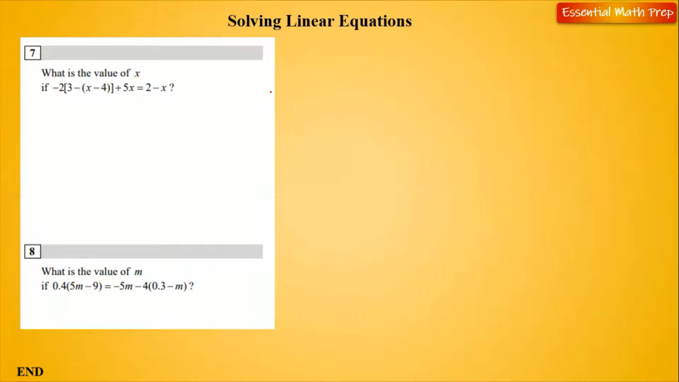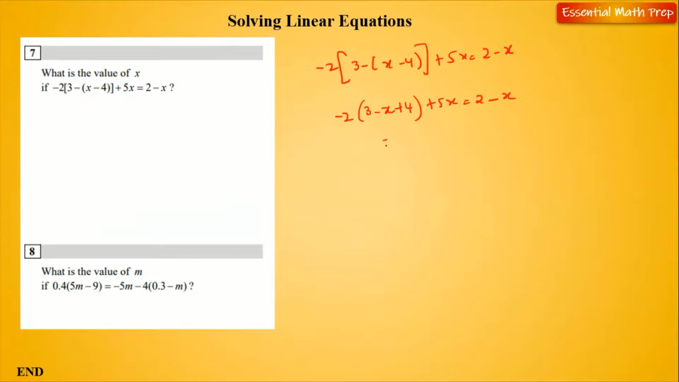What's the value of x given -2 times (3 minus (x minus 4)) plus 5x equals 2 minus x. First, solve what's within the bracket, then multiply by -2, get an expression before you do anything else. Otherwise, you're just going to mix up things and it's going to probably give you an incorrect answer. So this would be 3. Negative of x is -x. Negative of -4 is +4. So within the bracket, we have this, plus 5x equals 2 minus x.